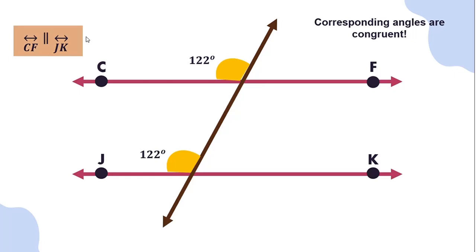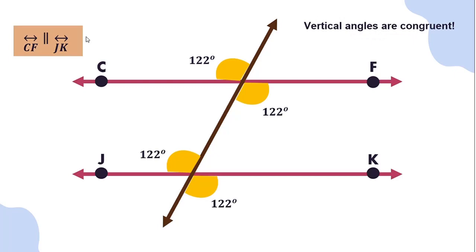Let's start out with the angle directly opposite, or vertical, to the angle that we just found, which was 122 degrees. We know that vertical angles are always congruent, so in this case, the opposite angle is also 122 degrees.